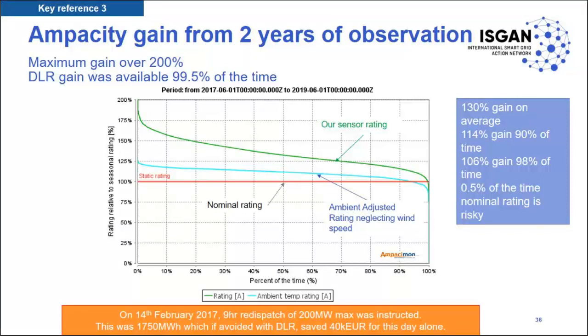We know from the shown evaluated dynamic line rating performance that at least 14% gain is available for 90% of the time. To calculate the potentially avoided costs, we multiply the redispatch energy of 1,750 megawatt hours with the average redispatch cost of 23,000 euros per gigawatt hour, which is about 40,000 euros savings in one day. You can see for yourself from the data on the German grid transparency platform that this example is not an especially high congestion day, but a fairly typical day.